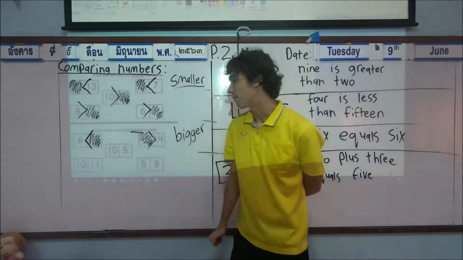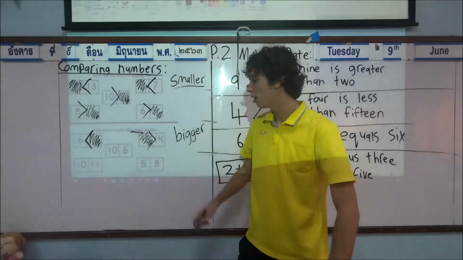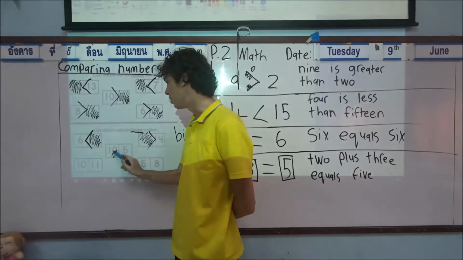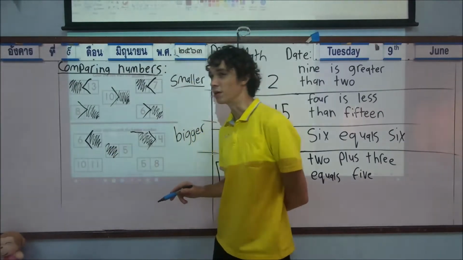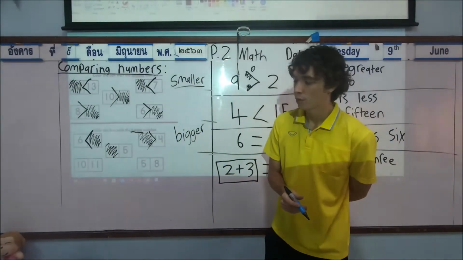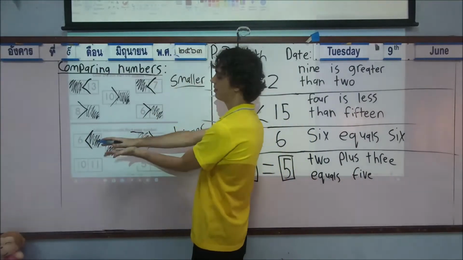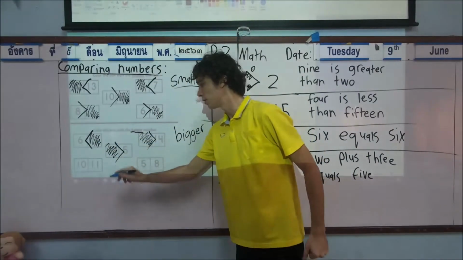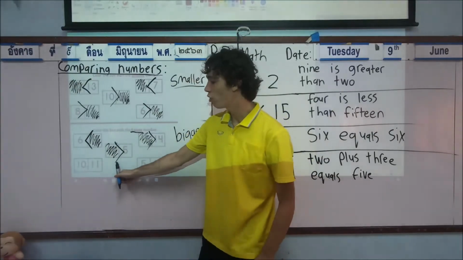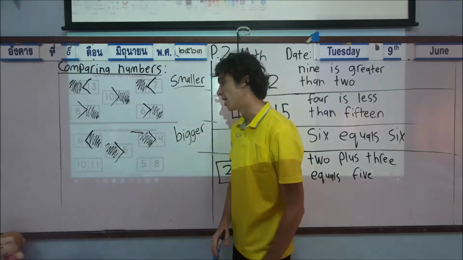And 5. Which one is bigger? 10 is bigger. Use the alligator. Eat the 10. 10 is greater than 5.